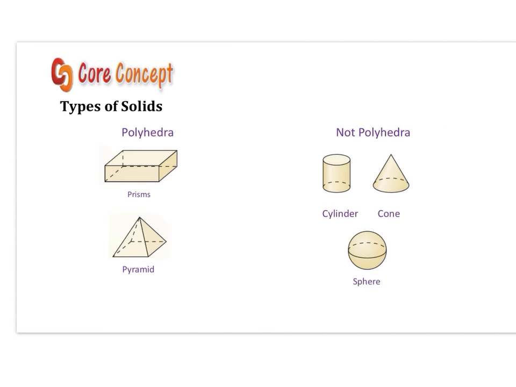All right, one of our core concepts is the types of solids. We've got polyhedra, and we have those that are not polyhedrons. They're still considered solids, though. Polyhedra are those that can be classified as prisms and pyramids, and then our cylinders, cones, and spheres are considered not to be polyhedral, even though they are still solids. And that's because they have circular faces. Circles are not considered polygons.